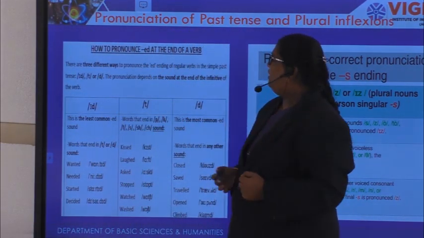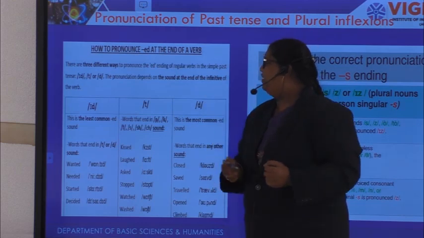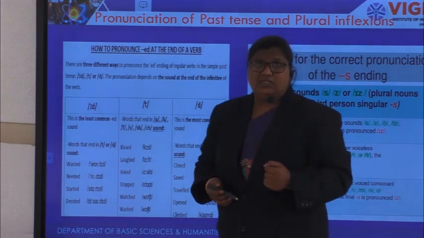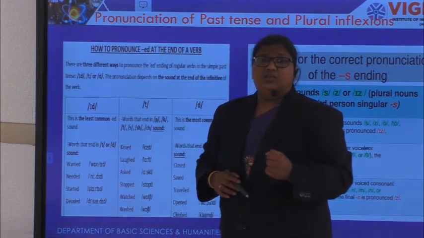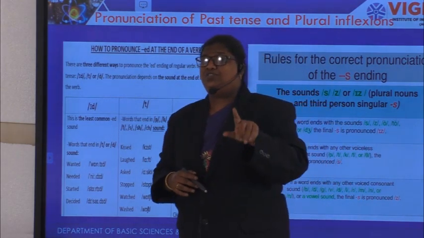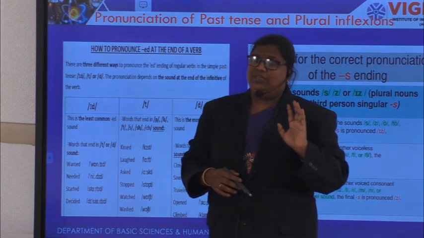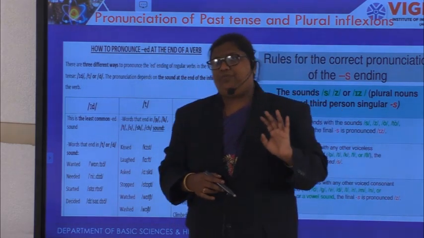So here there are 3 different ways to pronounce ed ending of regular verbs in the simple past. Why have I used regular verbs? Because regular verbs are the verbs which take ed or t or d, and V2 and V3 are the same.